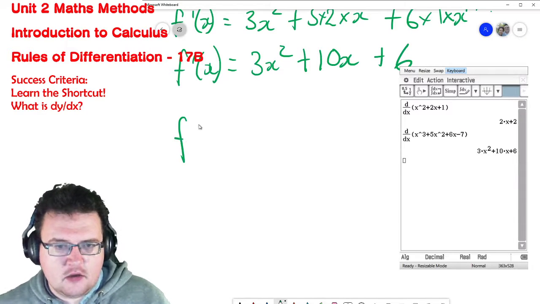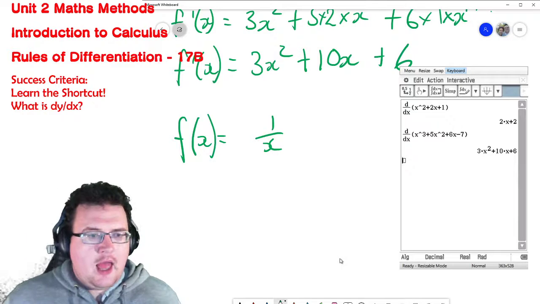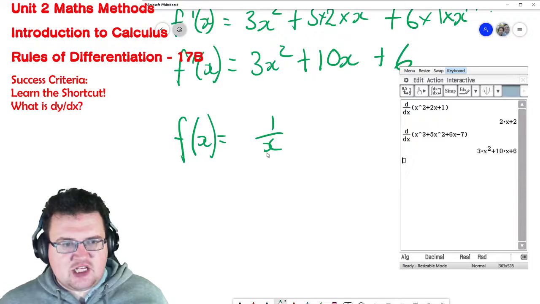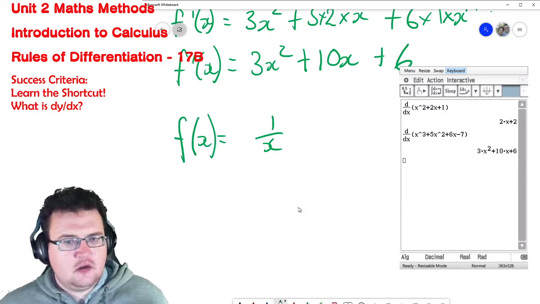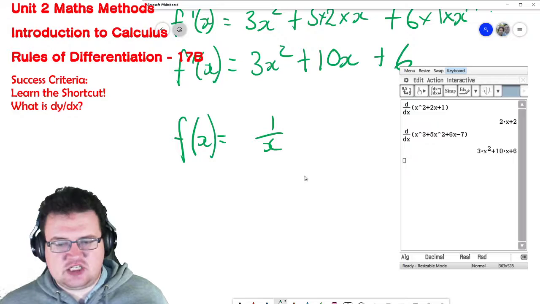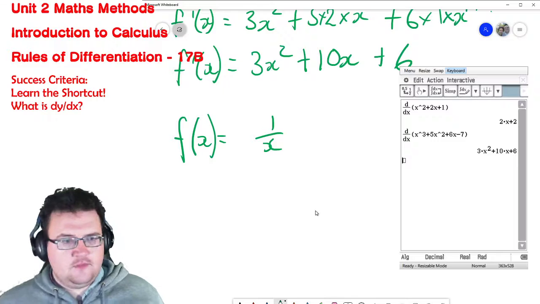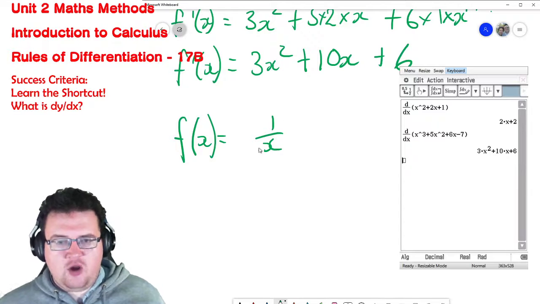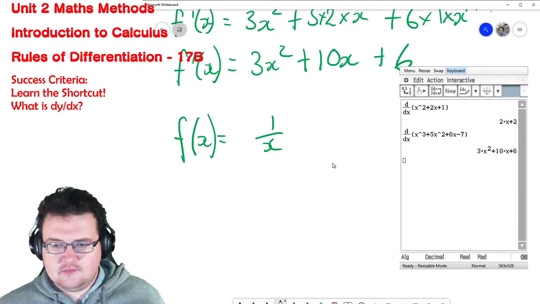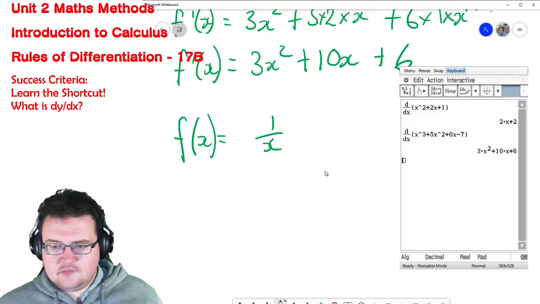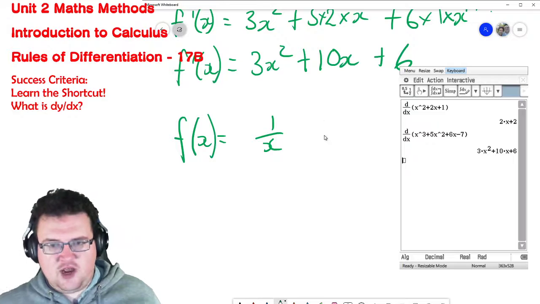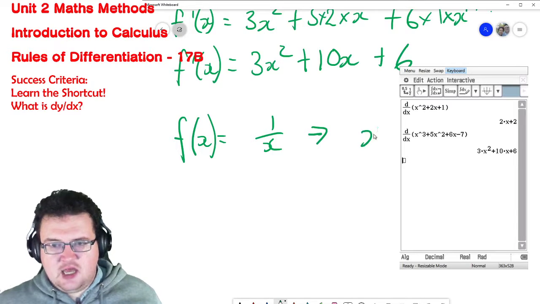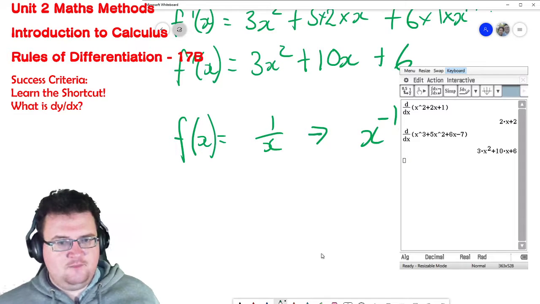If I were to do this equation, how can I express 1 on x using index notation, using powers? How can I write 1 on x in index notation? To the power of -1, that is correct. So that is the same as x to the -1.